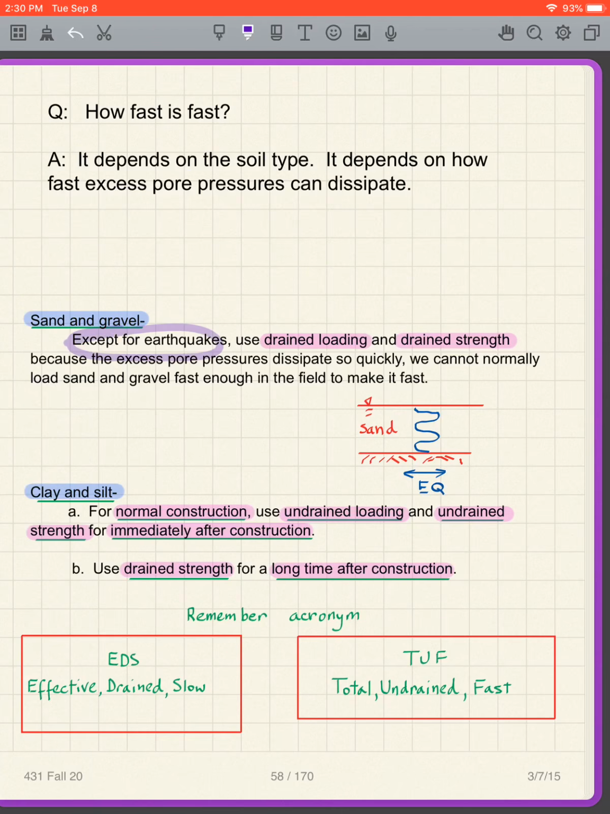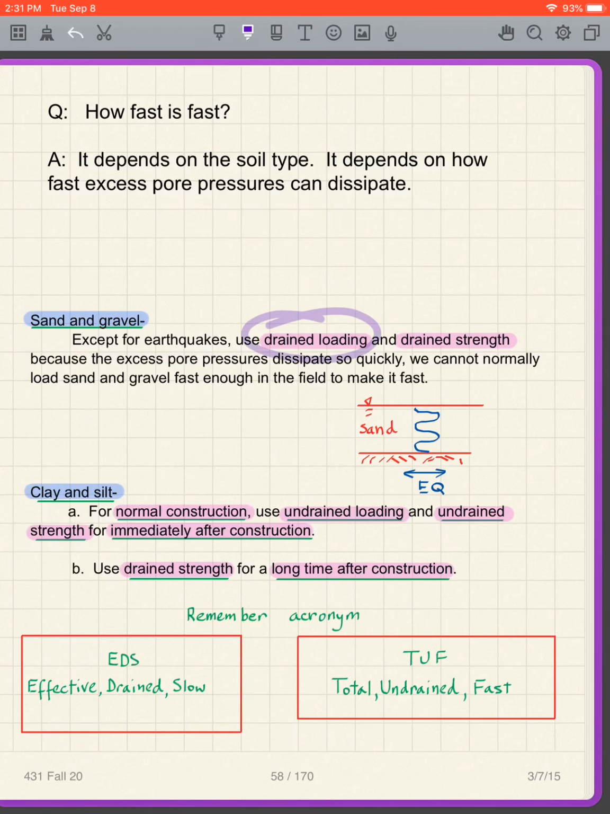During that 1 second, even in sand or gravel, you're not necessarily going to get excess pore pressure dissipation. So an earthquake loading would typically be an undrained loading for sand and gravel. But we're going to set aside earthquake loading because we're not going to analyze that in this class.